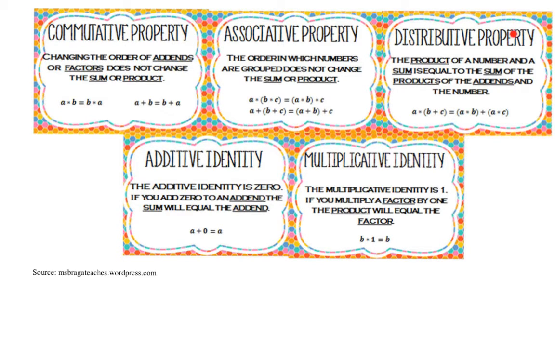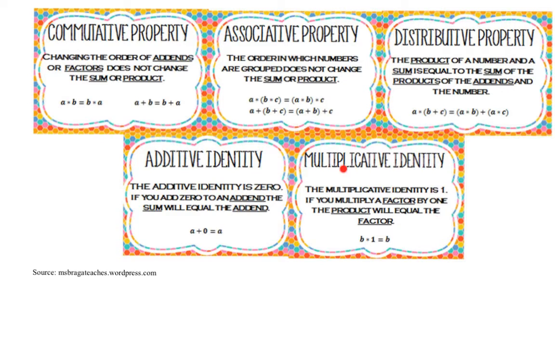The distributive property is the product of a number and a sum is equal to the sum of the products of the addends and the number. So if you have a sum in parentheses with a number being multiplied outside the parentheses, that's the same as taking the 2 numbers that are being added and multiplying both of them by that outside number.